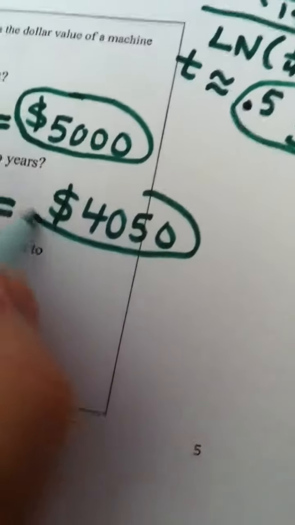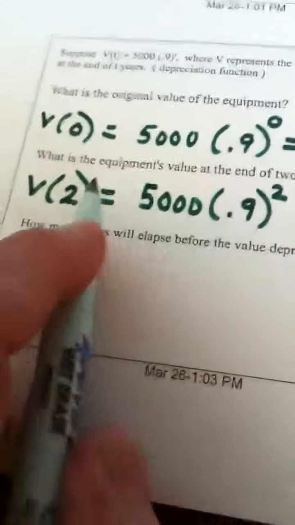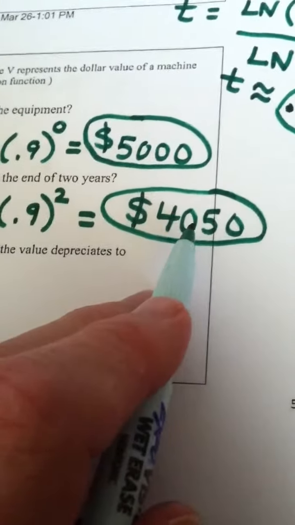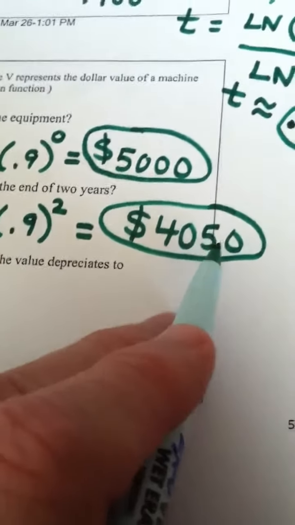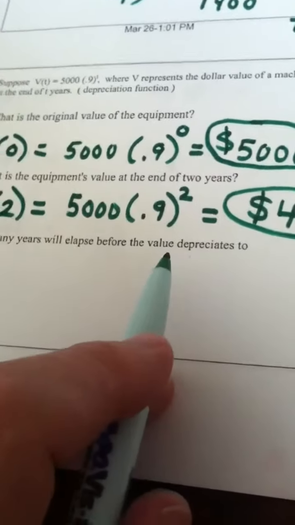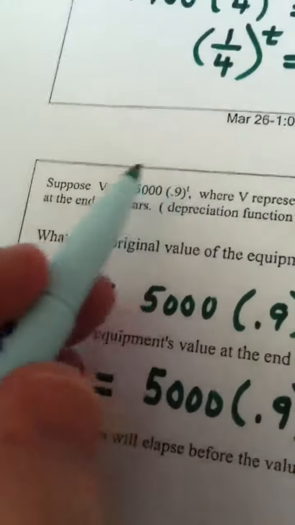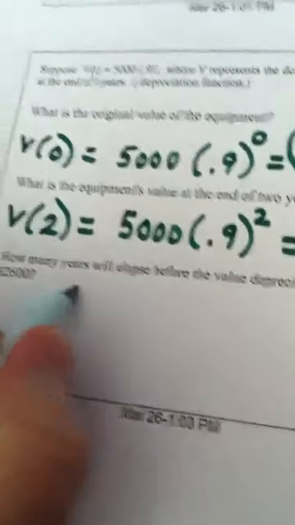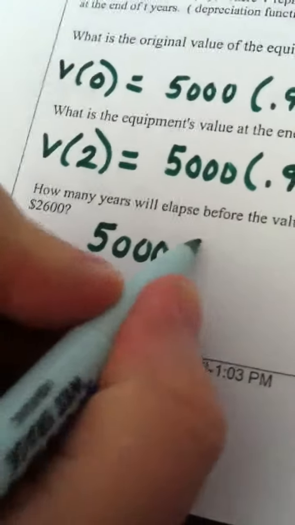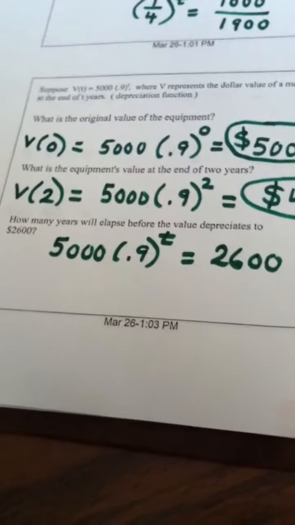So catch what's happening here. Initially, I paid $5,000 for my machine. 2 years later, the value of the machine was $4,050. Now, how many years will elapse before the machine is worth $2,600? So in other words, I want to know when the depreciation function is equal to $2,600. I want to solve this equation.